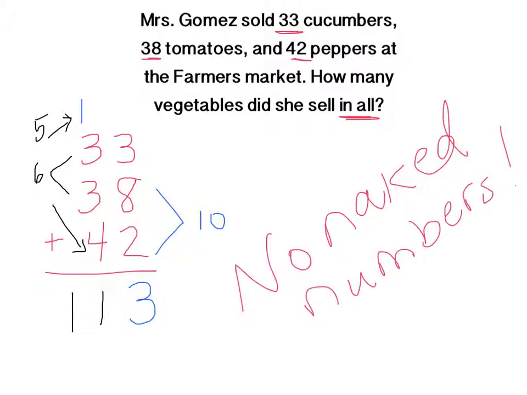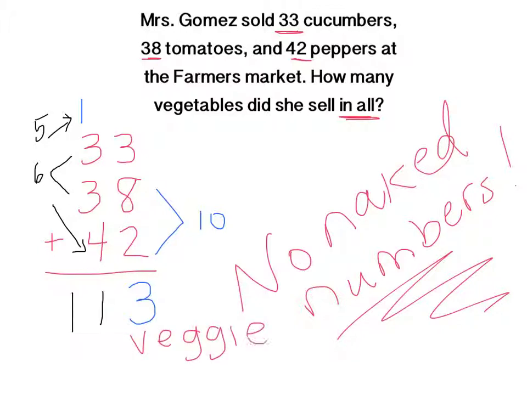We always have to have a label on our numbers, okay? So we have 113 vegetables, all right? And I'm just going to write veggies. She sold 113 vegetables. Now let's go ahead and do another example.